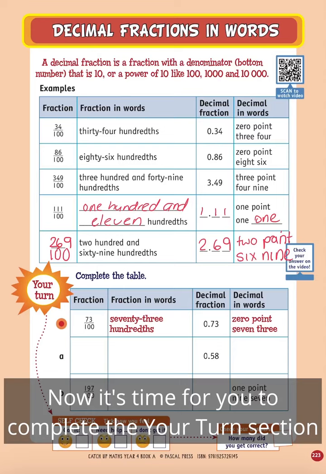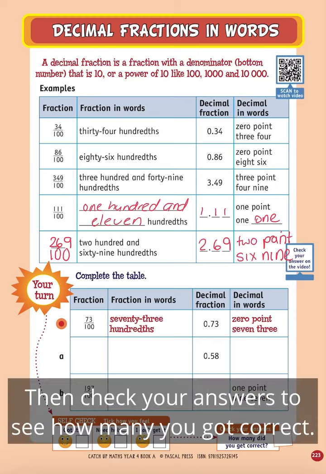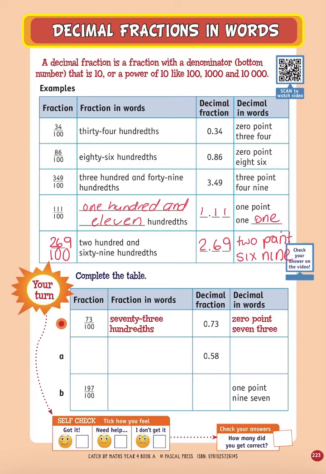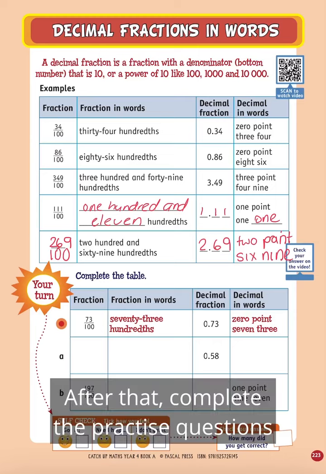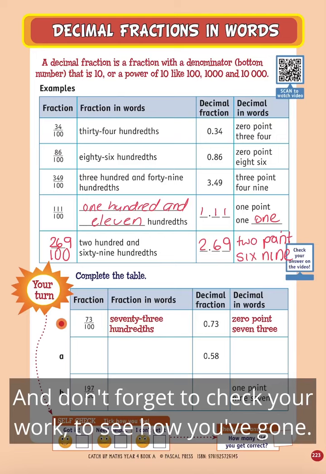Now it's time for you to complete the Your Turn section by completing the table. Then check your answers to see how many you got correct. Don't forget to tick how you feel in the self-check box also. After that, complete the practice questions about decimal fractions in words on the following page. And don't forget to check your work to see how you've gone.